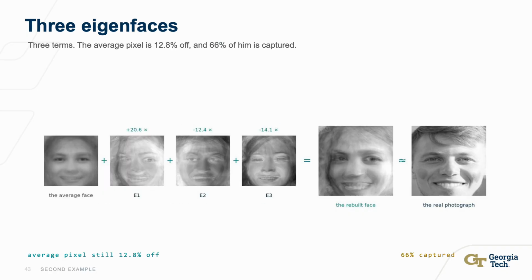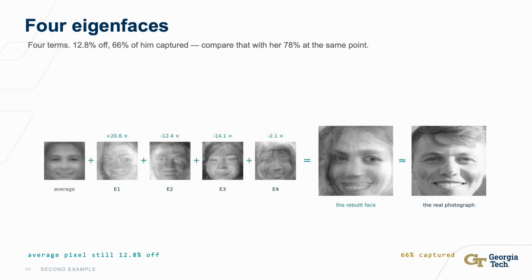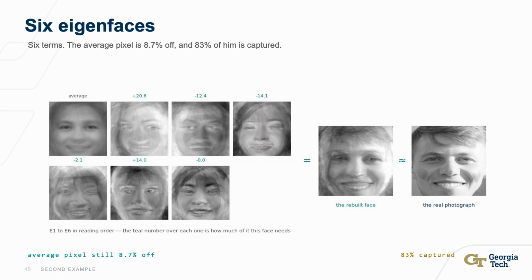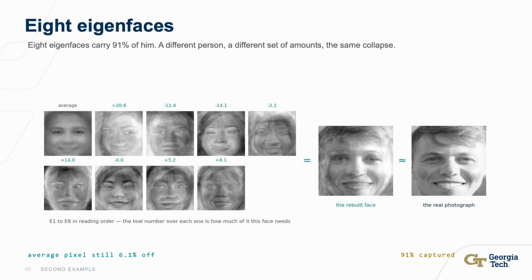2, 49, 3, 66%, 4, still 66%. Compare that to her 78 at the same point. 5, 83%, 6, 7, 8 eigenfaces, 91% of him. Different person, completely different list of amounts, and the same collapse at roughly the same place. That repeatability is the point of running the sequence a second time.